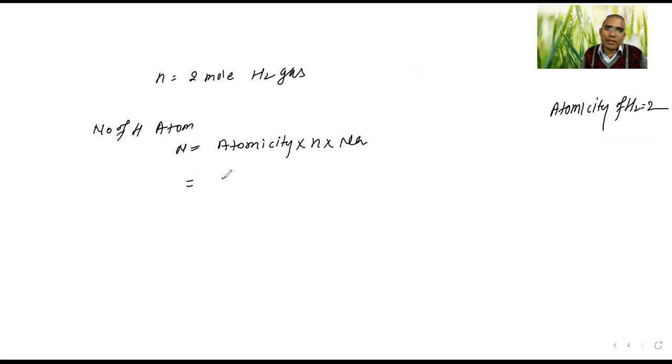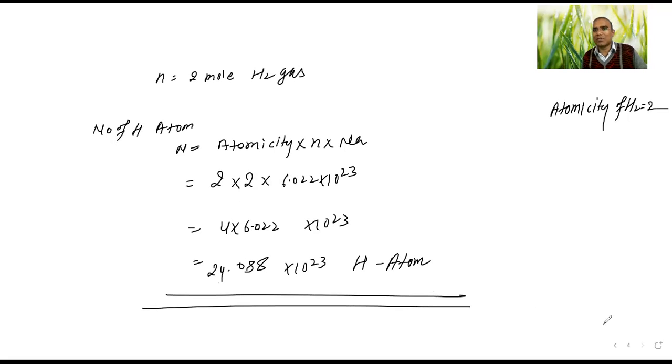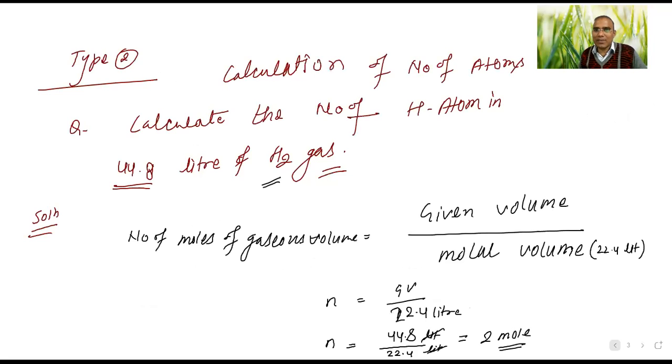So here I am writing 2. Number of mole you got 2. Na value is 6.022 into 10 power 23. So how much will come? 4 into 6.022 into 10 power 23. Multiplying, we get 24.088 into 10 power 23 H atoms. Although you may find it difficult, it's interesting enough to learn. Can't you understand this one?